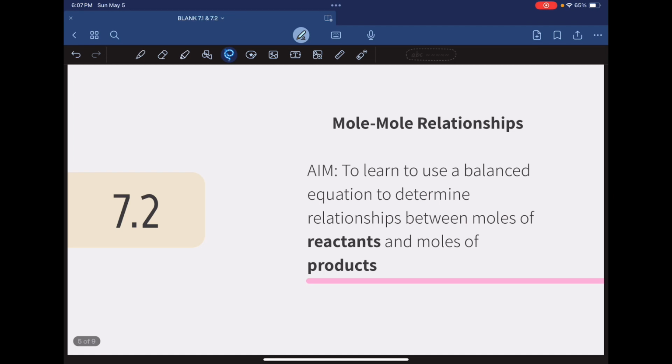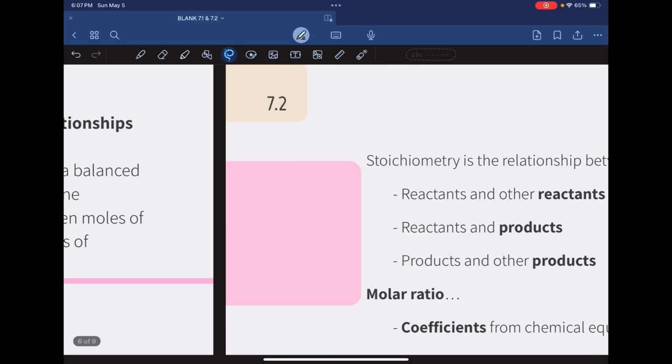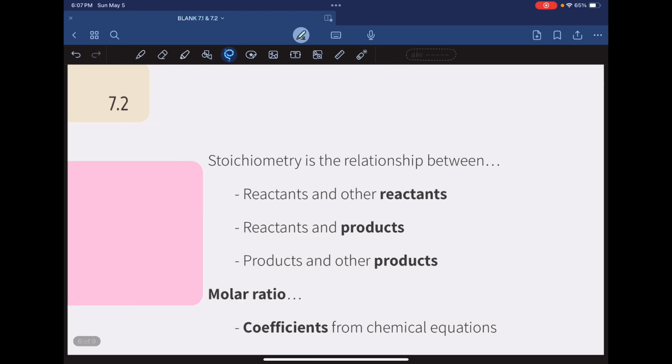Here we have 7.2, mole-mole relationships. The aim is to learn how to use a balanced equation to determine relationships between moles of reactants and moles of products. Stoichiometry is the relationship between reactants and other reactants, reactants and products, products and other products. Here we are going to focus on something called the molar ratio. The molar ratio is the coefficients from the balanced chemical equations.